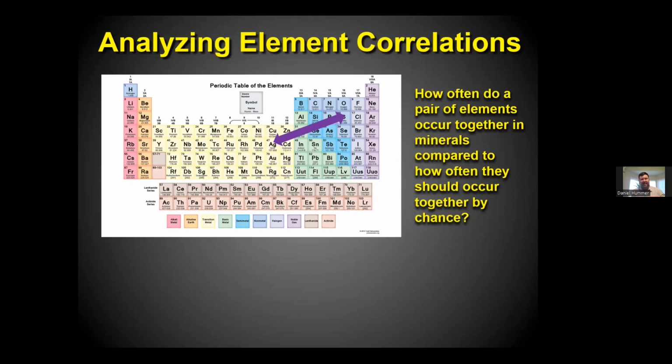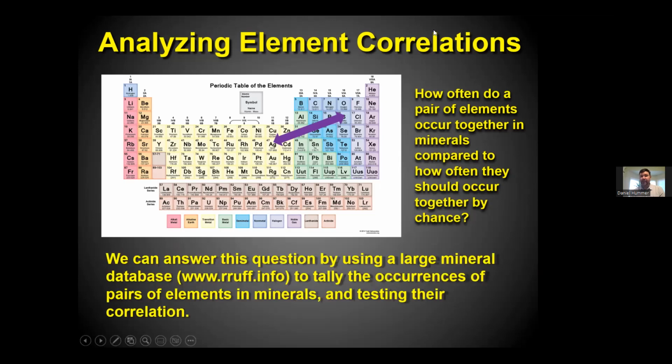And so I asked myself, well, how often does a particular pair of elements occur together in minerals? Surely it's not all by chance, but does any particular pair occur more often than you would expect by chance, or less often than you would expect by chance? So you can pick a pair of elements from the periodic table, for example, silver and sulfur, and say, well, how often do those occur together?